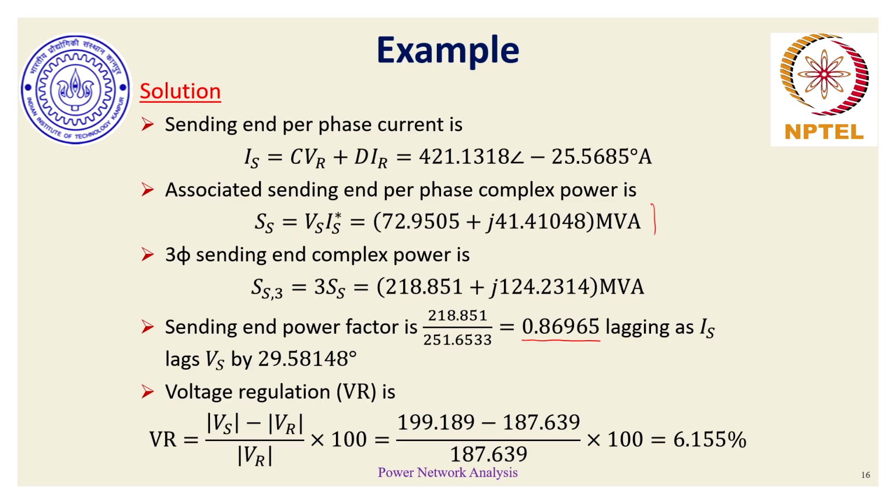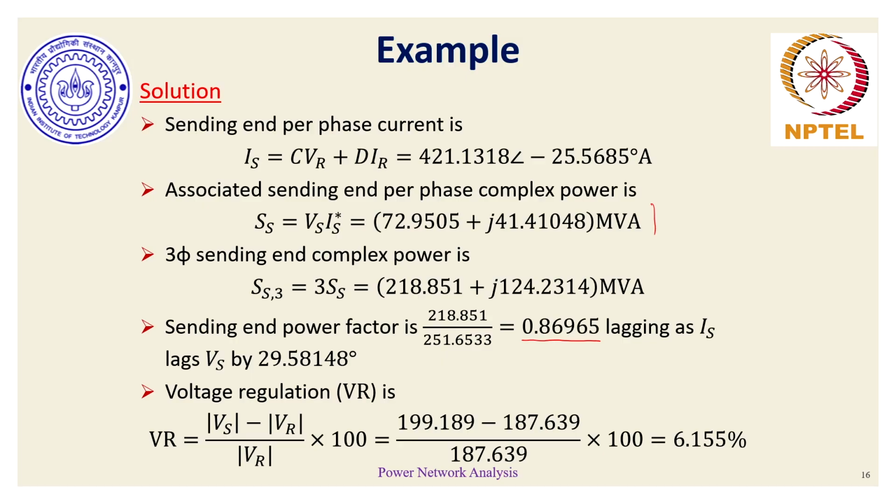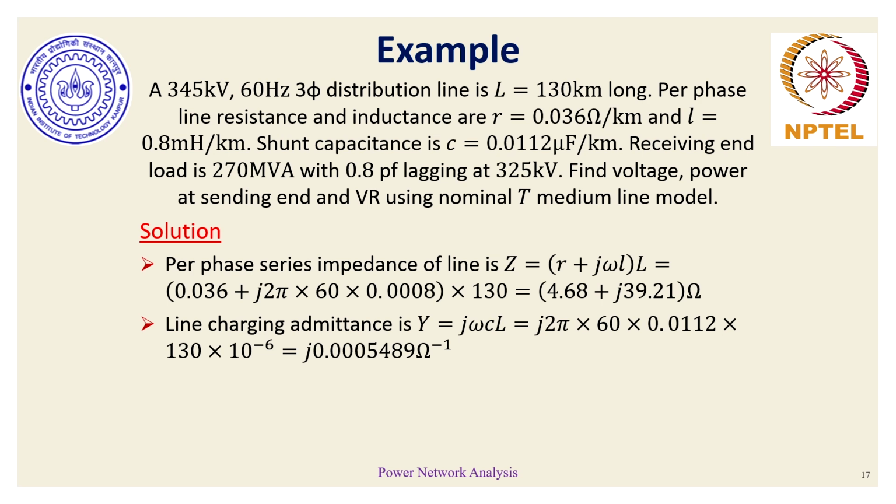So the majority of reactive power is not being fed from the sending end. The line capacitance itself is capable of feeding this lagging power factor load. There is a lesser requirement of reactive power to be fed from the sending end source. The line can take care of the reactive power need of the load, and that leads to the improvement in power factor at the sending end. In terms of voltage regulation, the usual expressions can be used, and we see the voltage regulation is close to 6.155%.